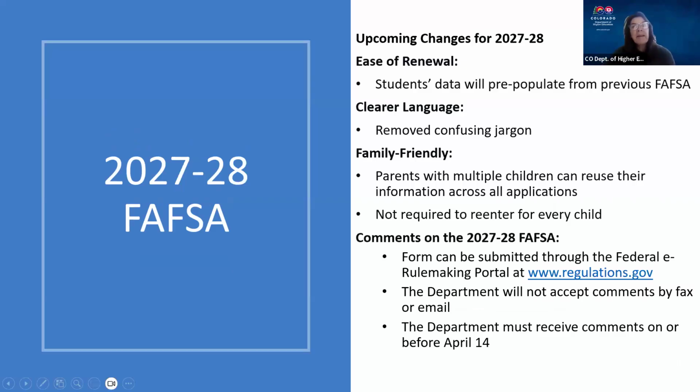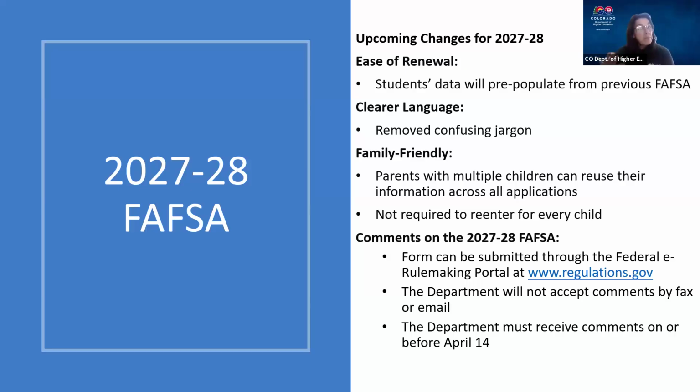And believe it or not, coming up for the 27-28, there are already some changes in place, the ease of renewal. So students' data will pre-populate from previous FAFSAs, so they don't need to take all that time to enter that information again. Also, there is clearer language on the FAFSA form. Hopefully, it clears up some confusion. Specifically, the high school question and the bachelor's question have been worded differently.